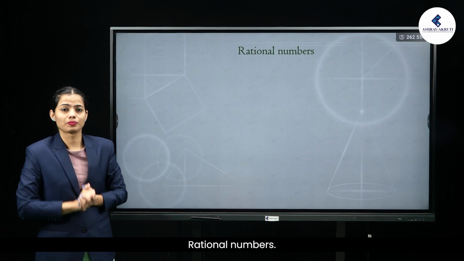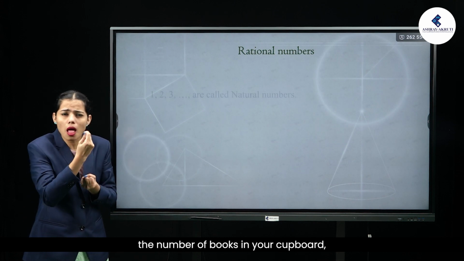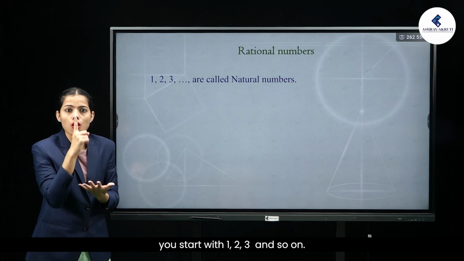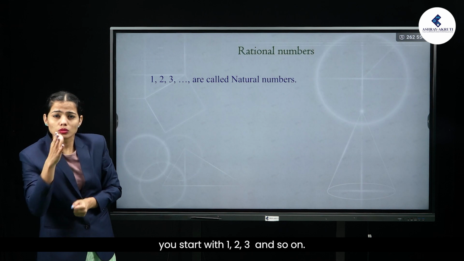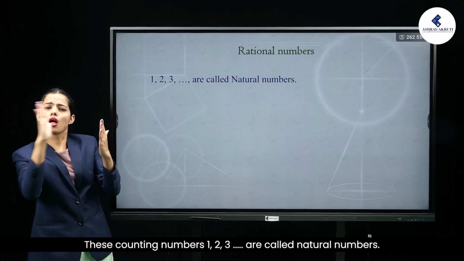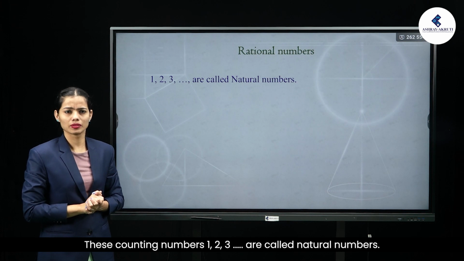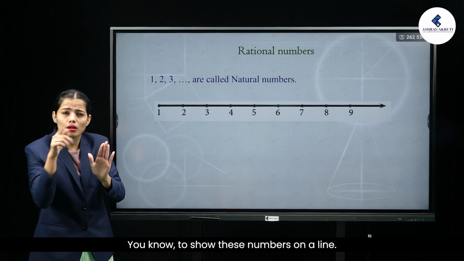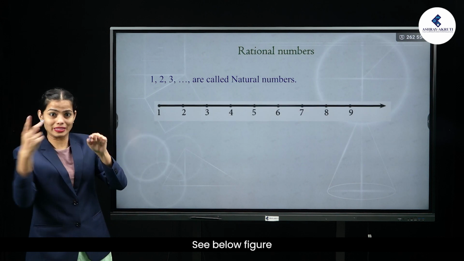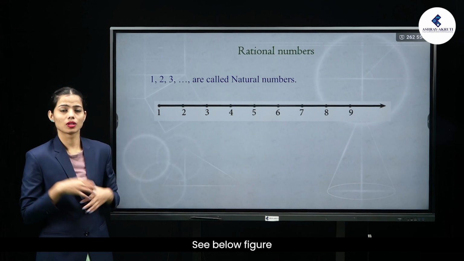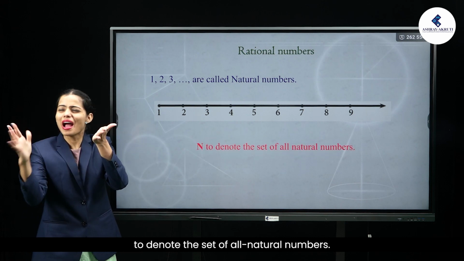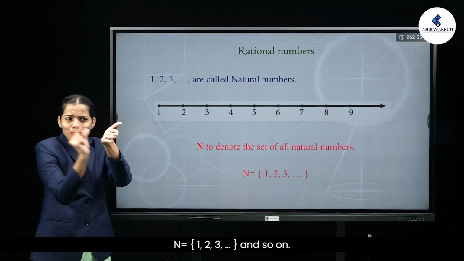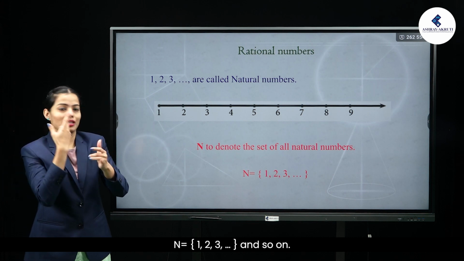Rational numbers. When you want to count the number of books in your cupboard, you start with 1, 2, 3, and so on. These counting numbers 1, 2, 3 are called natural numbers. You know how to show these numbers on a line, see the figure below. We use N to denote the set of all natural numbers. N is equal to 1, 2, 3 and so on.